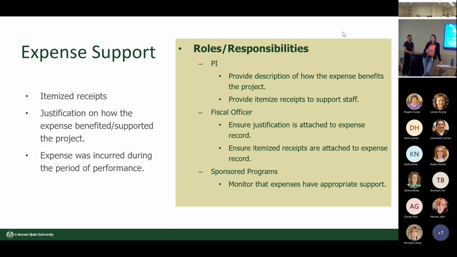So the PI really needs to provide the description, and then whoever made the purchase needs to provide the itemized receipt to the staff. And the fiscal officer needs to ensure the justification is attached to the expense record and that the itemized receipts are attached to the expense record.